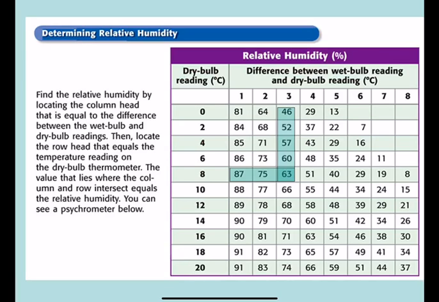You can see a psychrometer below. So let's say the difference between the wet bulb and dry bulb readings was 3 degrees Celsius, and the dry bulb reading was at 8 degrees Celsius. We follow these lines and discover that the relative humidity is 63%. Take a moment and look over this chart.